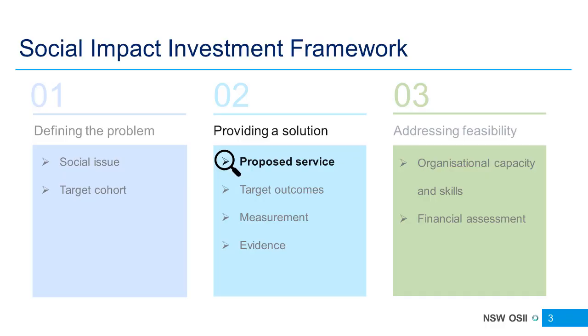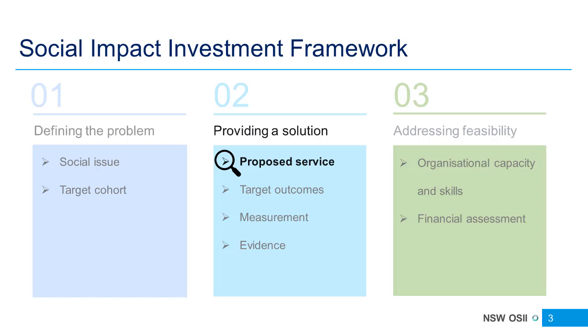As we discussed in the previous video, there are 3 elements to the social impact investment framework. These are 1. Defining the problem, 2. Providing a solution, and 3. Addressing feasibility. In this video, we cover the topic of providing a solution, and specifically, we look at the elements of your proposed service, your target outcomes, how to measure those outcomes, and the different forms of evidence that can be used to substantiate your outcomes and impact.